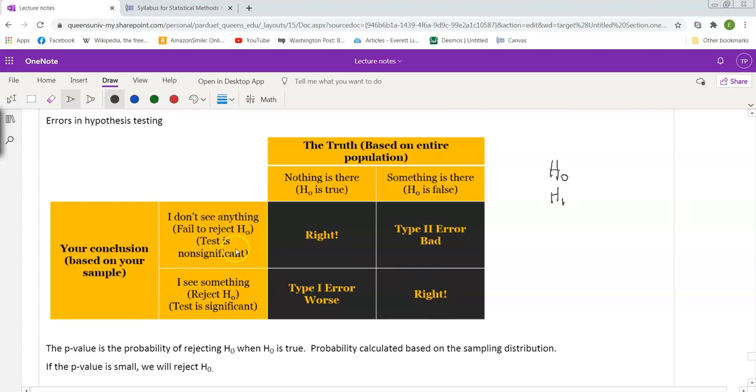And by the way, this term significant, we'll talk about that more in a little bit, but rejecting H0 is just another way of saying the test is statistically significant. Okay, so there are two other kinds of errors. I'm going to plug in the criminal justice analogy here because I think it makes a lot of sense.